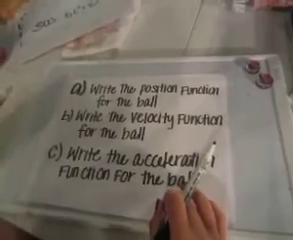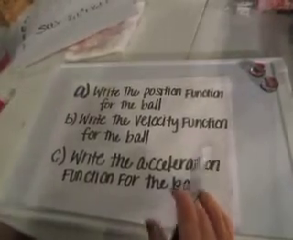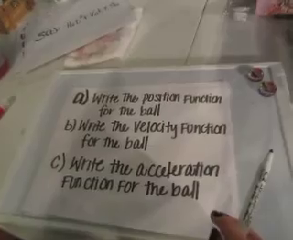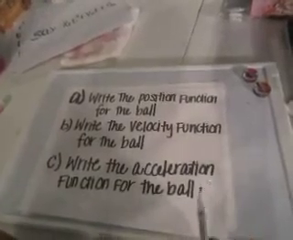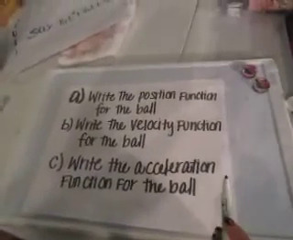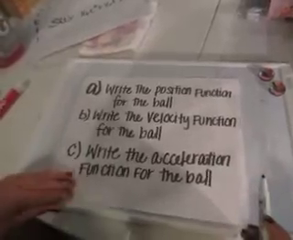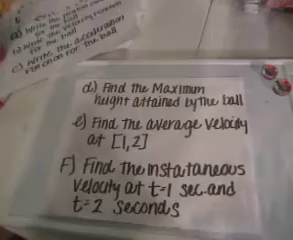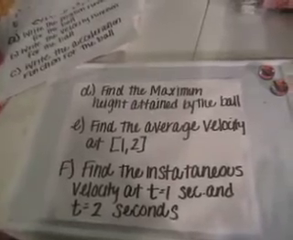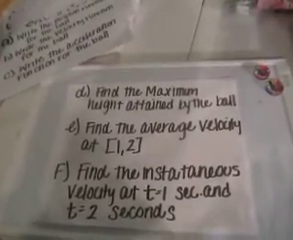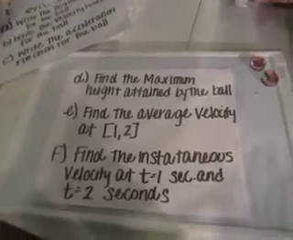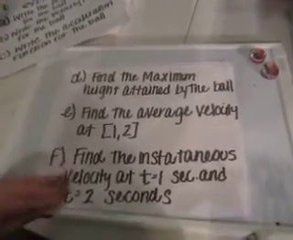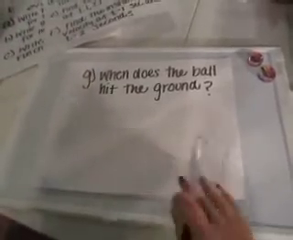The questions that will be asked basically are: write the position function for the ball, write the velocity function for the ball, write the acceleration function for the ball, find the maximum height attained by the ball, find the average velocity at 1, 2, find the instantaneous velocity at t1 second and t2 seconds. And lastly but not least, when does the ball hit the ground?